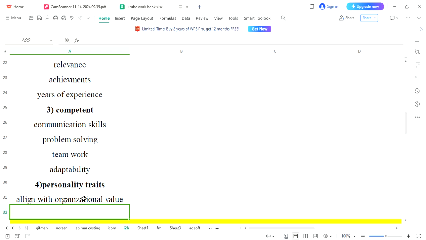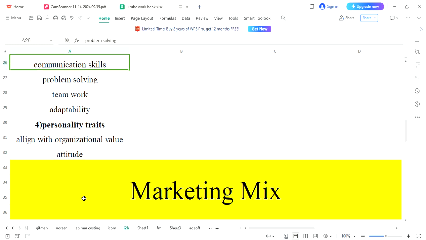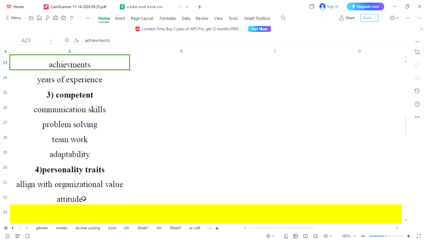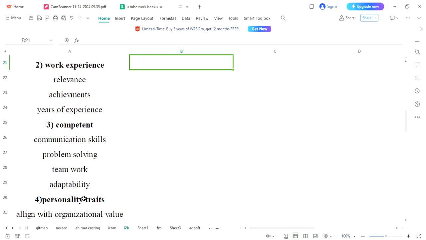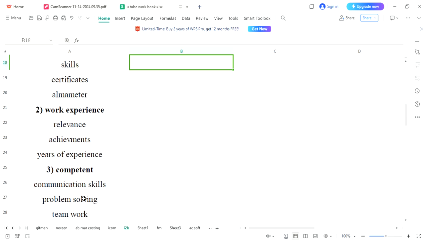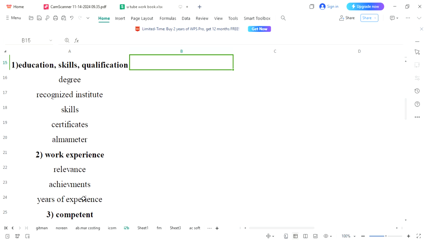We will see his attitude. If he has a good attitude, if he has positive aspects, if he is ready to absorb the differences of the organization, if he has a positive attitude, that would be a workable and preferable candidate. Now at number 5, we will see if he has leadership qualities.